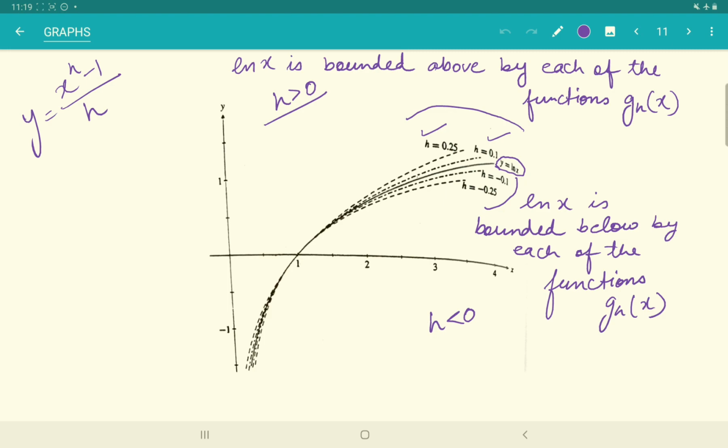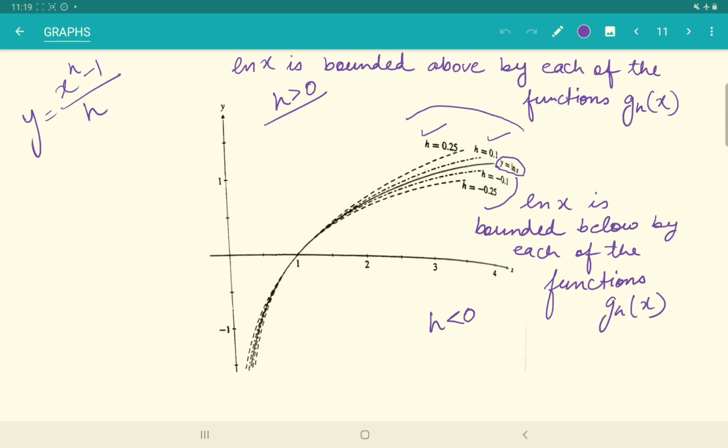gh of x. But if h is less than 0, the analysis remains exactly the same. But in that case, ln x is bounded below by each of the functions gh of x. We see h is equal to minus 0.25. Then we see h is equal to minus 0.1. Basically, h is nearing 0. h is moving towards 0 from below. So the analysis remains exactly the same.